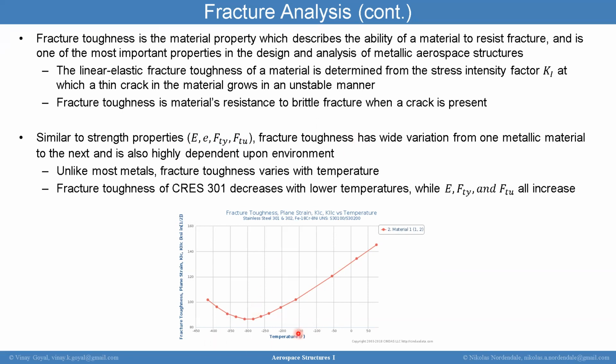vary across temperatures. You can see here how the fracture toughness changes with temperature and how it goes lower when you go colder. It's not true for all the materials. You could have a situation, for example, take Crest 301, where the modulus, FTY, and FTU all increase, but the fracture toughness decreases at lower temperatures.